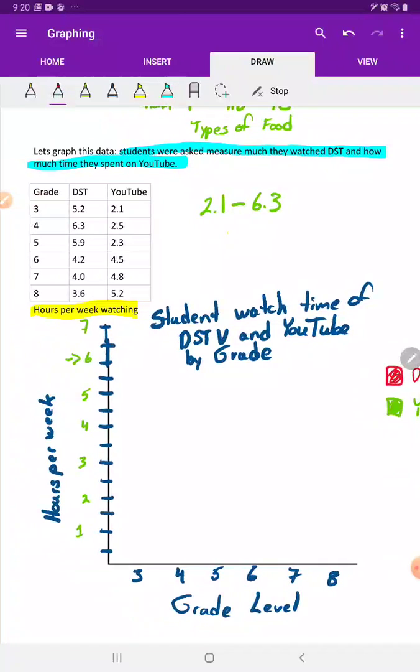All right. So DSTV for grade 3 is going to be 5.2. So that's right about there. For grade 4, it's 6.3, which is right up here-ish.